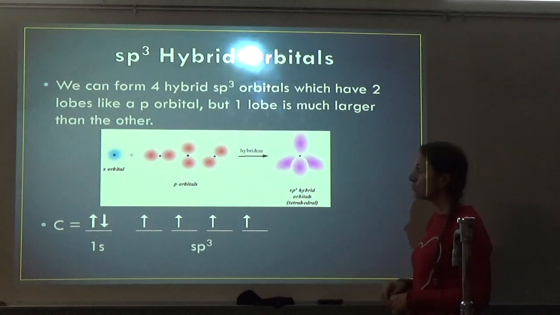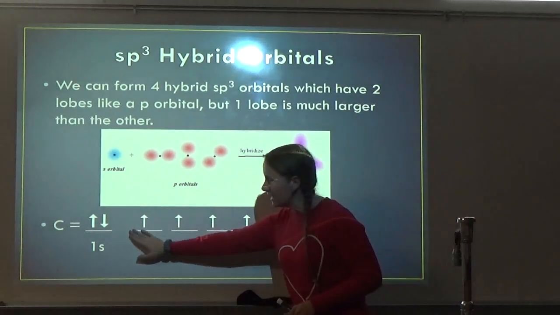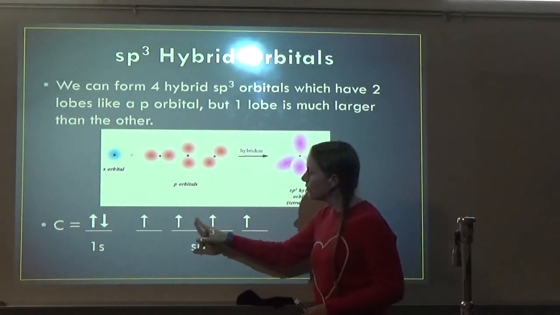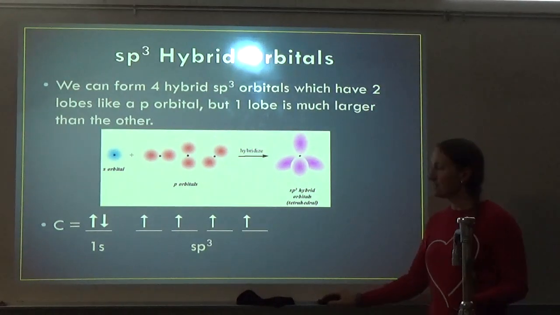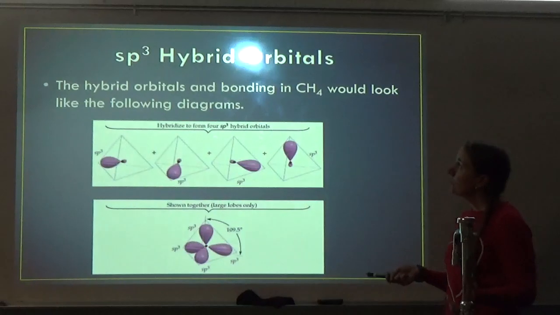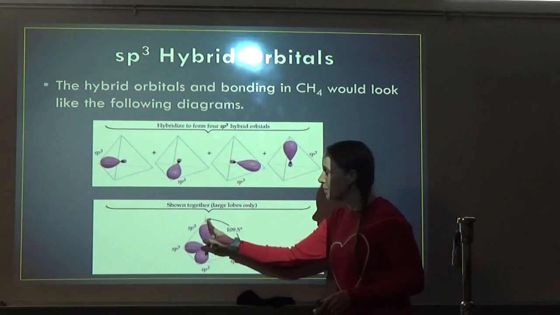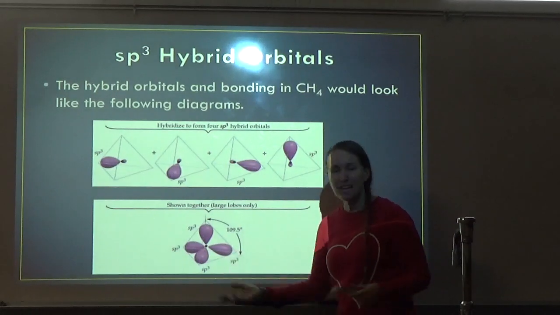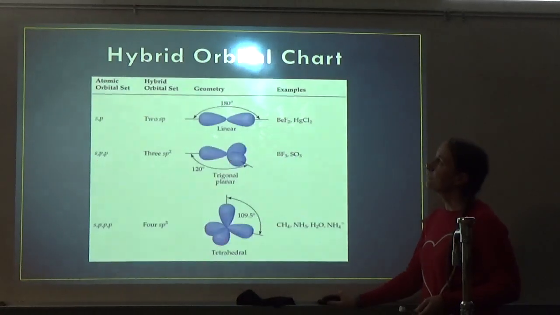Notice it makes a tetrahedral shape. So then it looks like this. So now carbon is ready to form 4 equivalent bonds with its sp3 hybridization. The hybrid orbitals and bonding in CH4 would look like the following diagram. So again, they're going to point in all opposite directions, and that's where we get that tetrahedral shape from.